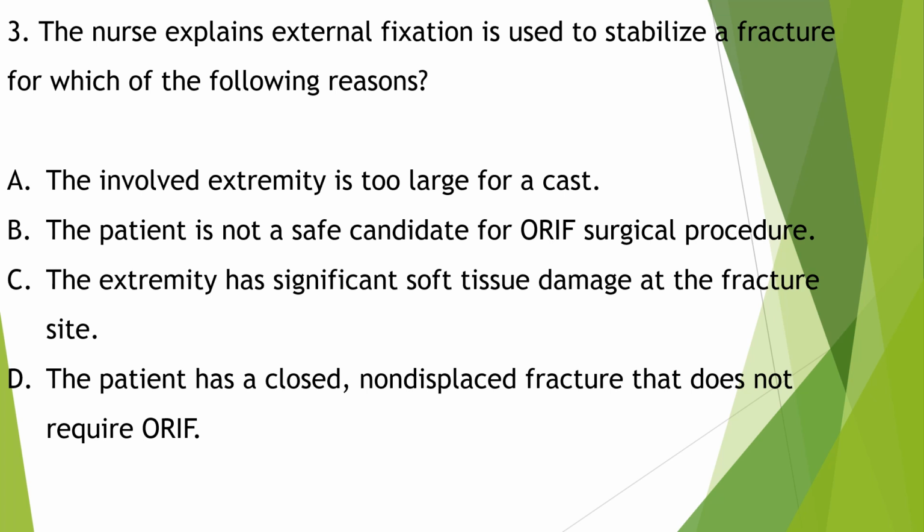External fixation requires a surgical procedure and is done when there is significant soft tissue damage around the fracture site. It allows for visualization and wound care. Enclosure of extensive wounds in a cast is not recommended as wounds could not be evaluated or cleaned. A closed, non-displaced fracture does not require external fixation. So here the external fixation is for the extremity has significant soft tissue damage at the fracture site.